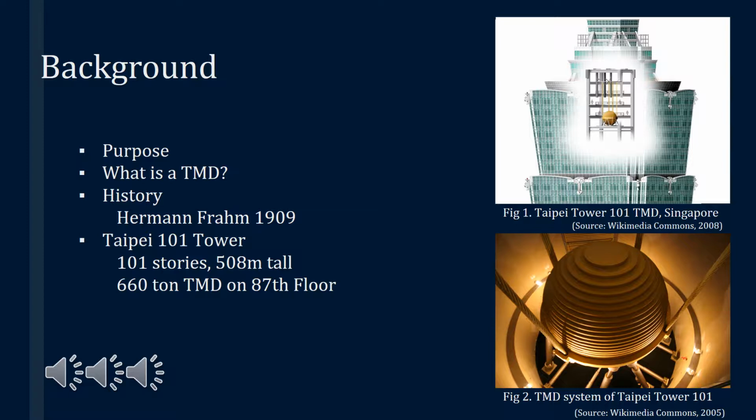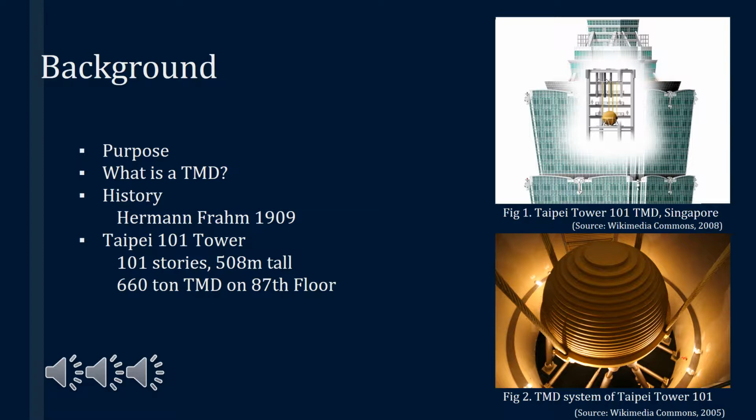earthquakes are significantly reduced. The TMD was first suggested by the German inventor Hermann Frahm in 1909 to attenuate undesirable vibrations in ships. The device consists of a mass, springs, and damping devices. While attached to the main system, the dynamic behavior of that system can be altered.